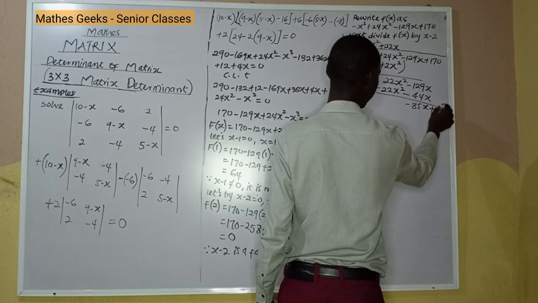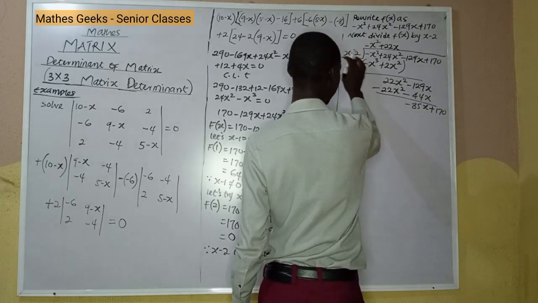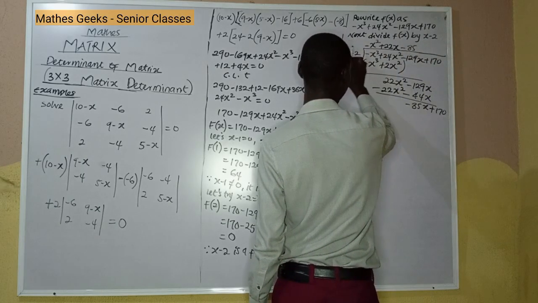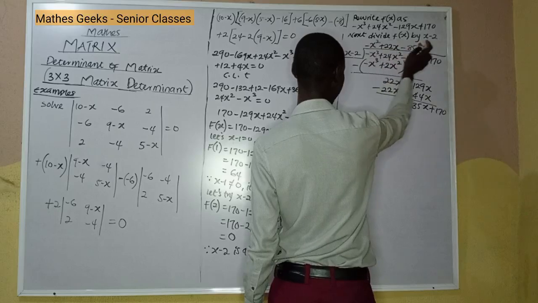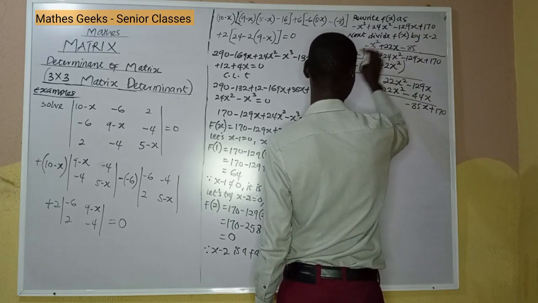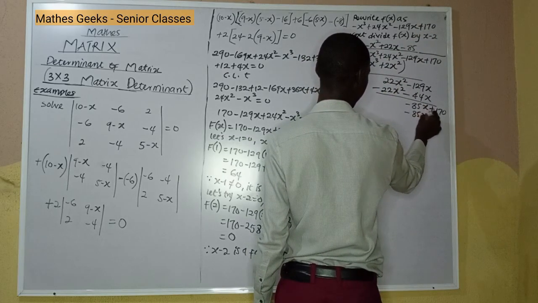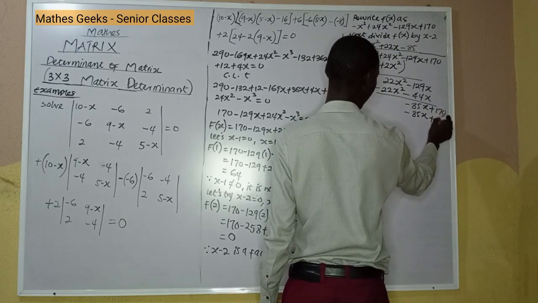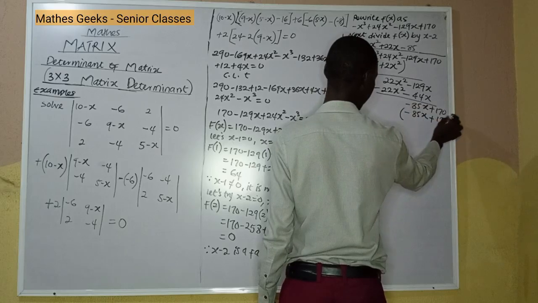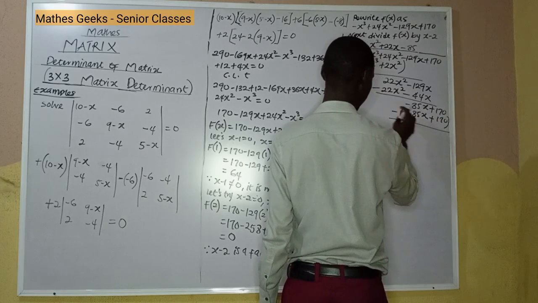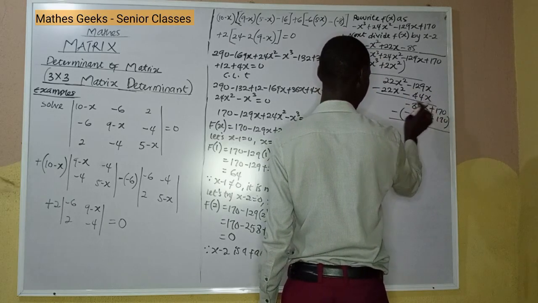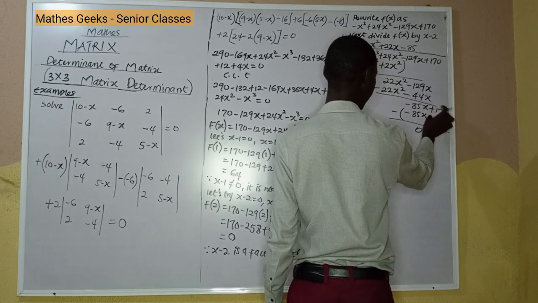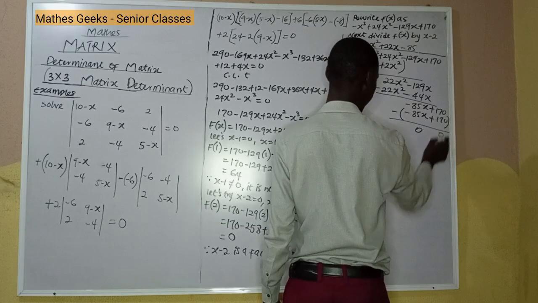So bring down our plus 170. x into minus 85x gives us minus 85. Minus 85 times x will give us minus 85x, and minus 85 times minus 2 will give us plus 170. And when you subtract, minus times minus is plus. Minus 85x plus 85x is 0, and minus times plus is minus, so 170 minus 170 is also 0.